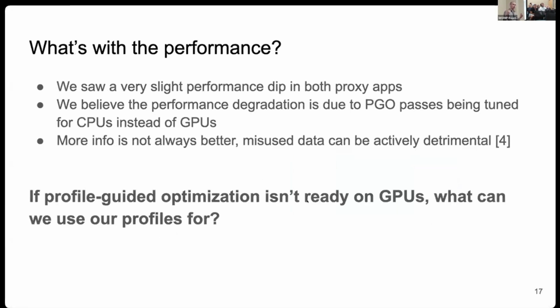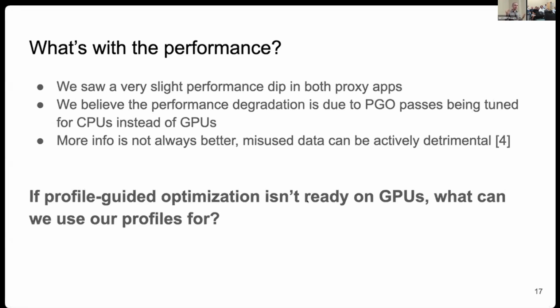So what's going on here? Why is the PGO making our program slower? Well, we believe that this is because the PGO passes were designed for and designed on CPUs to make CPU programs run faster, and GPUs are different, right? So when you pass the compiler data, if it can't meaningfully use that data well, it's just bad data, right? If we're giving it this data and it doesn't know how to use it well, we're not going to see the optimizations we want to see.